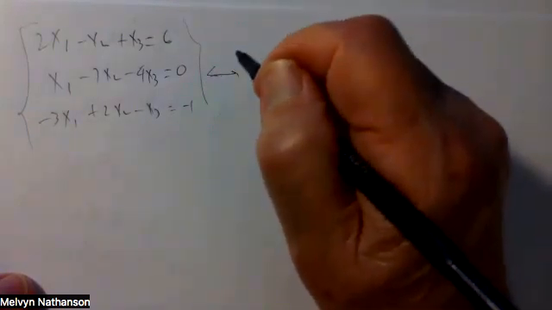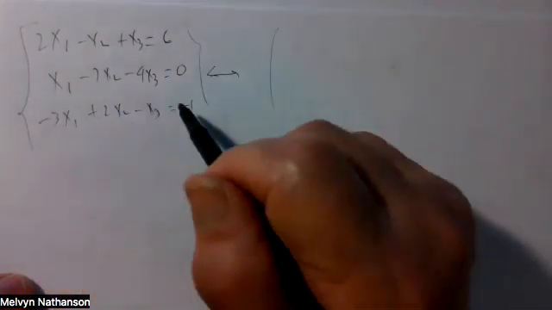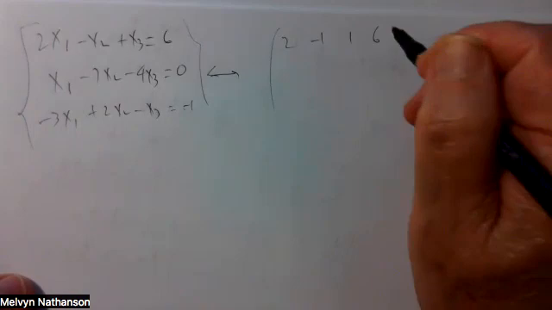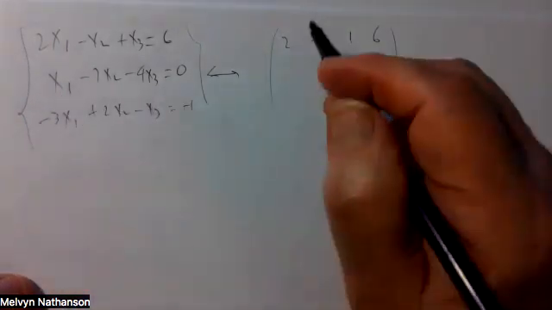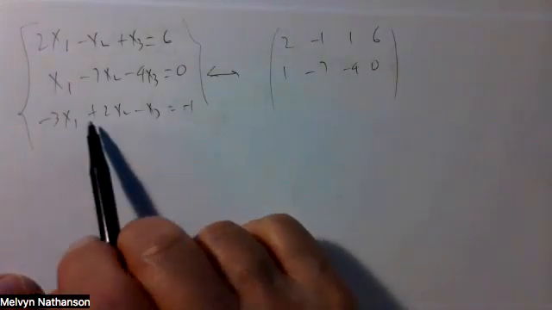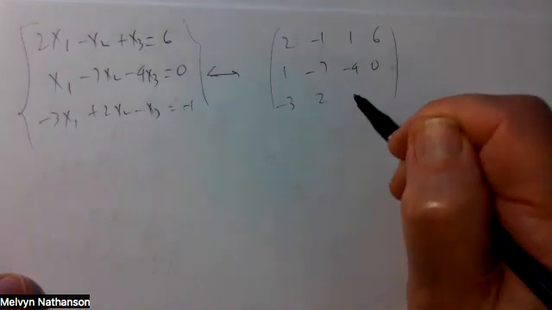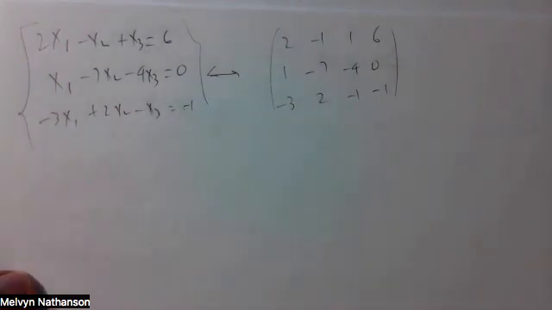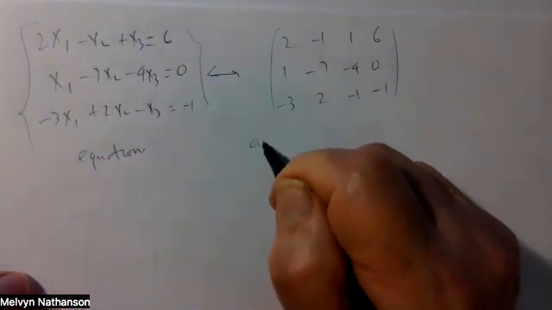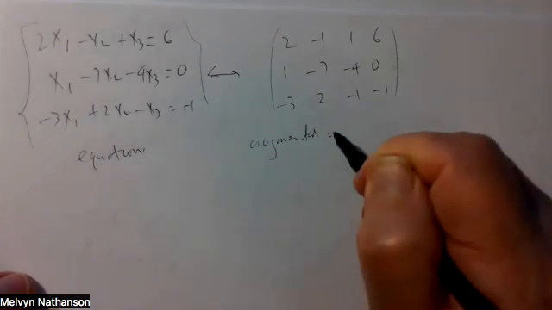Corresponding to this system of equations is the augmented matrix. It's going to be a 3 by 4 matrix. The first row: 2, minus 1, 1, 6. The second row: 1, minus 7, minus 4, 0. The third row: minus 3, 2, minus 1, minus 1. So here we have the equations, and here we have the augmented matrix.